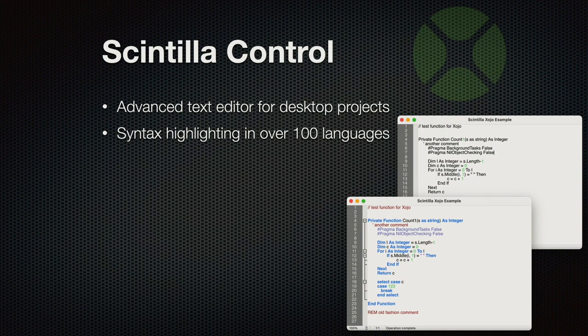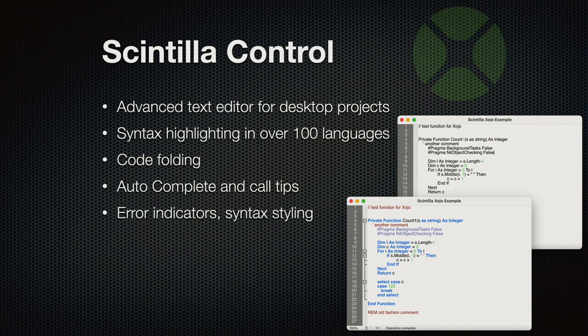We have code folding, so you can collapse sections. There's auto-completion and call tips, so you can provide a list of keywords and it can auto-complete, as well as provide the possibility to show little call tips, so you're clicking with a mouse on something and you see the parameters of the function. It has error indications, so you can highlight syntax errors if you want, and provide custom syntax styling. And there's a possibility to find and replace, so you can offer the user a find panel. And this can include regular expressions.